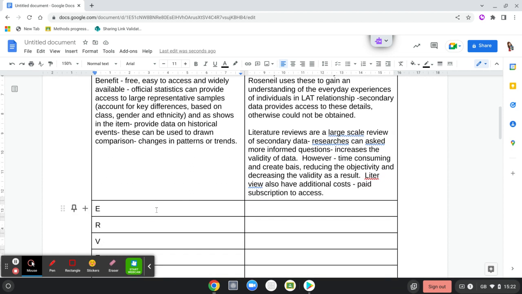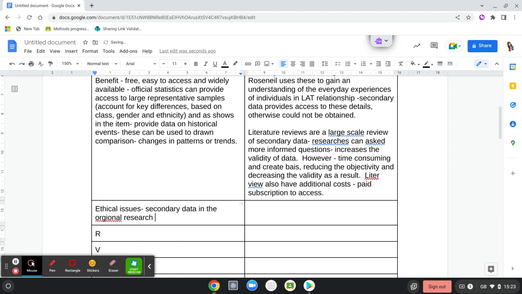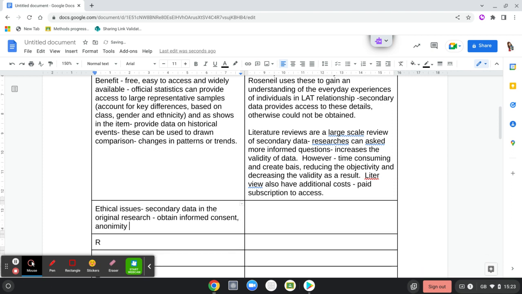Paragraph 2, quite a big paragraph. Right, ethical issues. The benefit of using secondary data is that in the original research, they would have obtained informed consent, and would have given anonymity and pseudonyms, so no names or details.